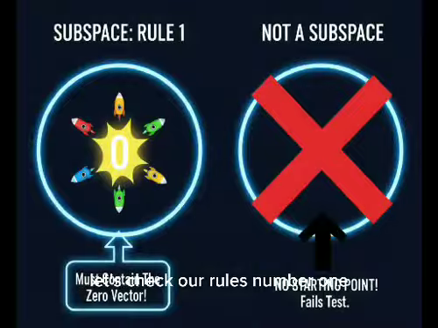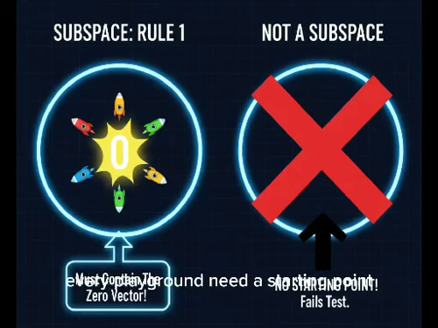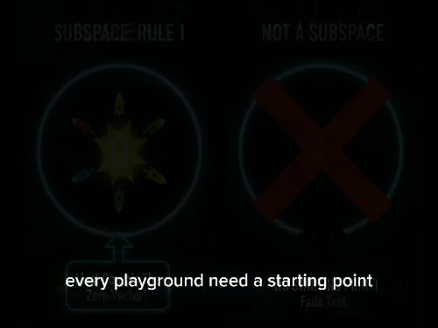Let's check our rules. Number 1. Does it contain the zero vector? Just like the origin, 0, in our 2D plane. Every playground needs a starting point.